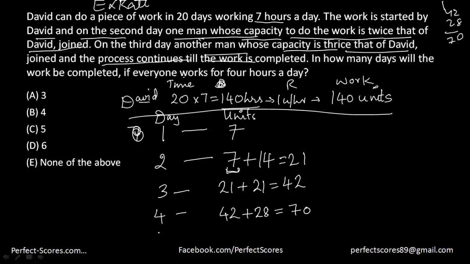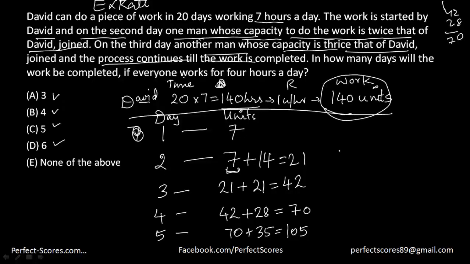Then what is going to happen on the 5th day, right? On the 5th day, there would be 70 units finished, but someone with 5 times the capacity of David is going to join. So which will come down to be 105. Now let's see what is happening, because our answer options are 3, 4, 5 and 6. So I've reached till 5 and the total work is of 140 units.